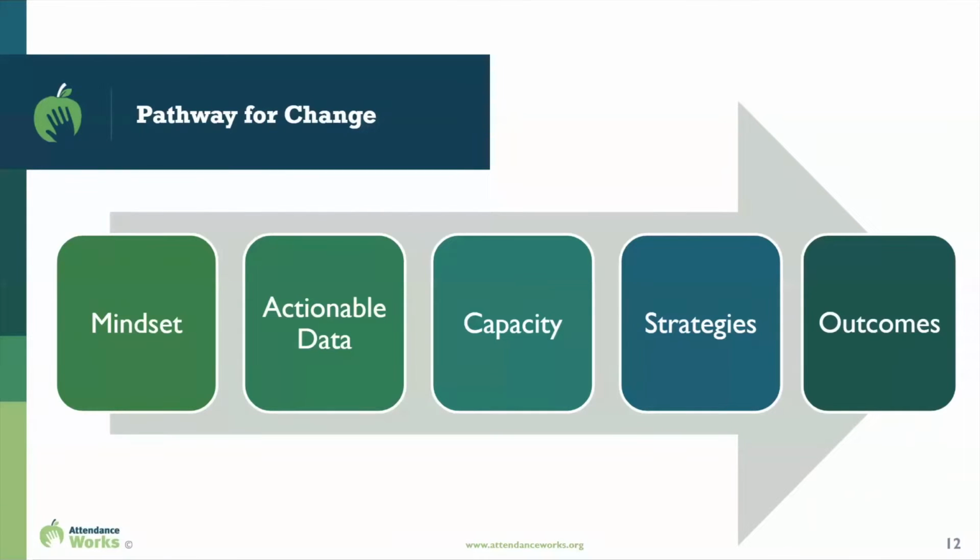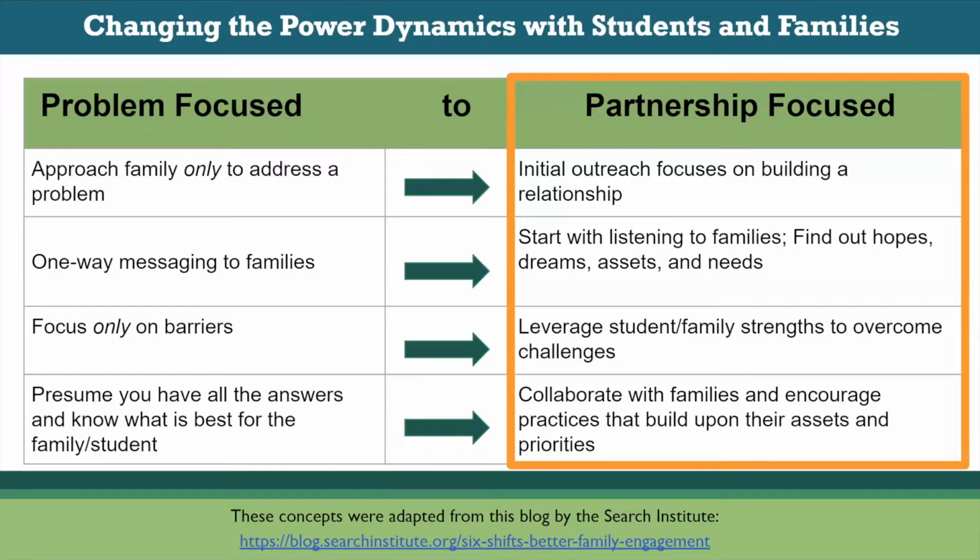So we so much want to get to the student outcomes, better attendance, better achievement, and we often want to go right there. But the pathway for change really starts with changing mindsets about attendance and how we think of families and students. It also then needs actionable data. We need to know who and how many students we're trying to reach. And capacity is a key piece, making sure that everyone sees their role in improving attendance. And evidence-based strategies are key. We've learned a lot in the last decade about what really works to improve attendance and the evidence that's behind it. And all those pieces are what we need in order to achieve outcomes.